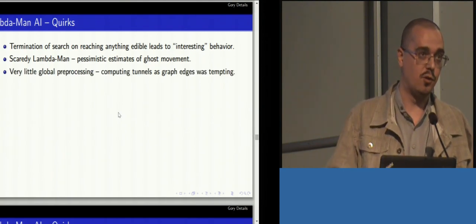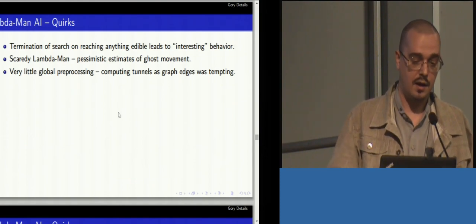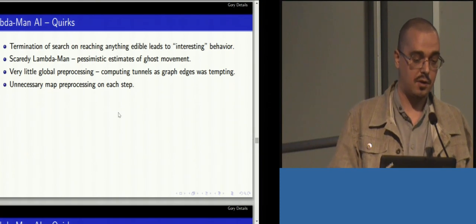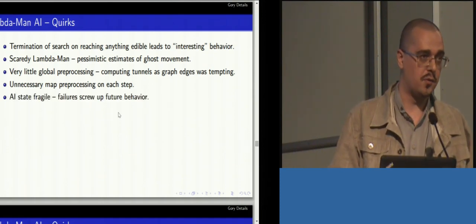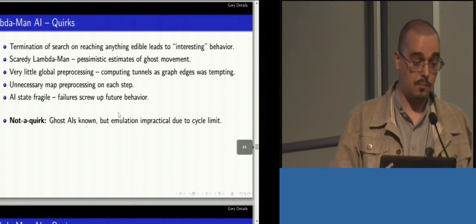There's very little global preprocessing. This is also something that I regretted. Unfortunately, I never really had the time to do anything about this. And I also realized after the contest that I have a lot of unnecessary preprocessing on each step. Once again, this is something I only realized much later. AI state is also quite fragile. So, for example, if the AI times out, it may screw up its future behavior.